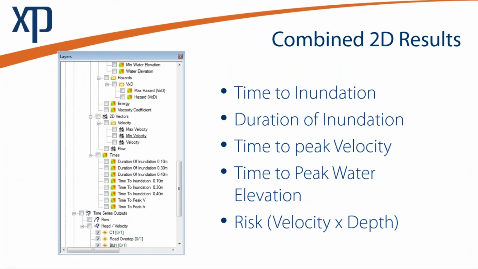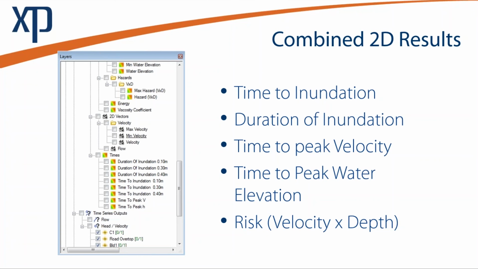There's some other very creative things we can do with the model data. We can combine the data, and this can be very powerful. So we can look at values. We can combine scalars to come up with new values that give us a time to inundation at a certain point, or the duration of an inundation, or the time to peak, or in this case a risk value. Velocity times depth is a popular way to consider risk, and as we talked about earlier, the whole point of urban 2D flood modeling is to quantify the risk.